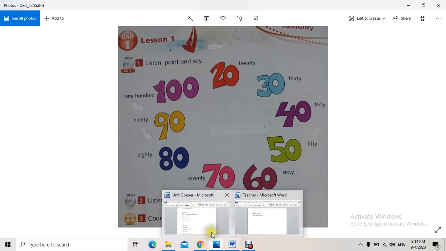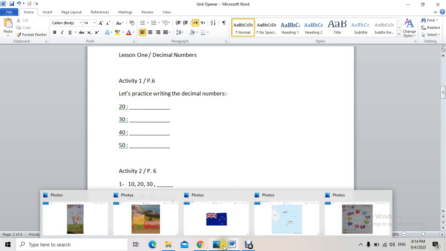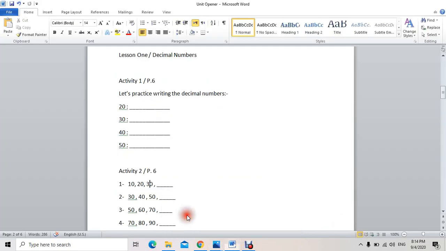Now, let's move here. Let me show you activity 1 again. We are still in activity 1, which is in page 6. This is activity 1, the one that we were doing just now. But I need now to practice writing the decimal numbers. I put a couple of numbers for you, but you have to finish up to 100. So let's practice writing the decimal numbers.